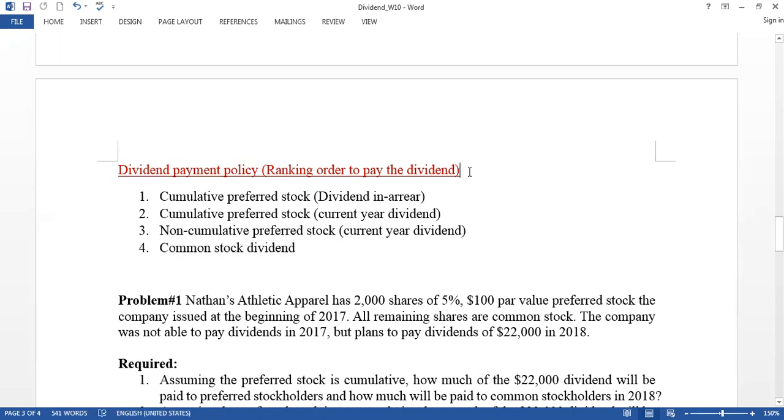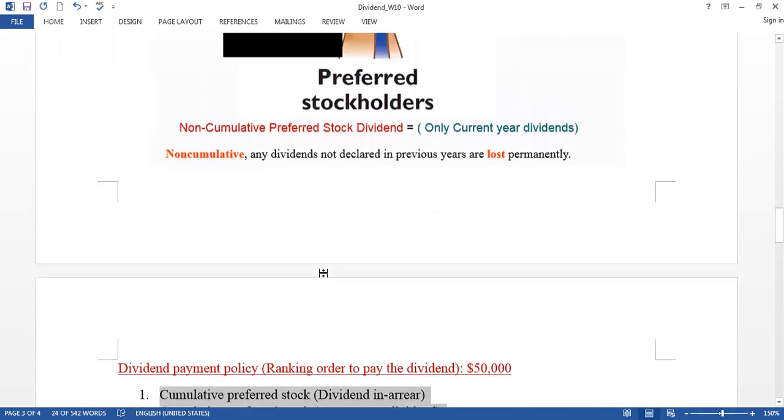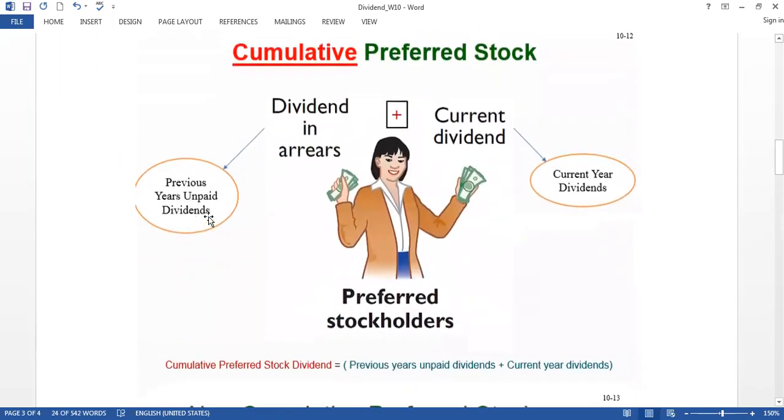That means if the company declared, for example, $50,000 dividend, how to allocate this money? The allocation should be based on these 4 steps. Okay, allocation should be based on 4 steps. So go back to the picture again. This is the first allocation. This is the number 1.